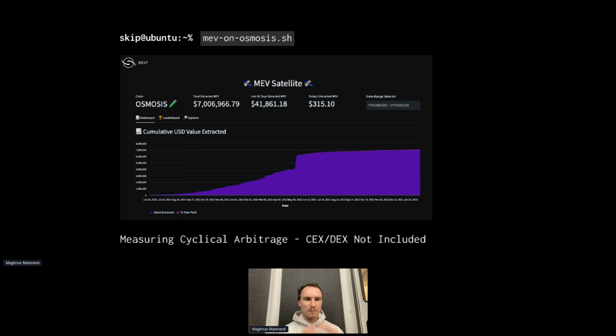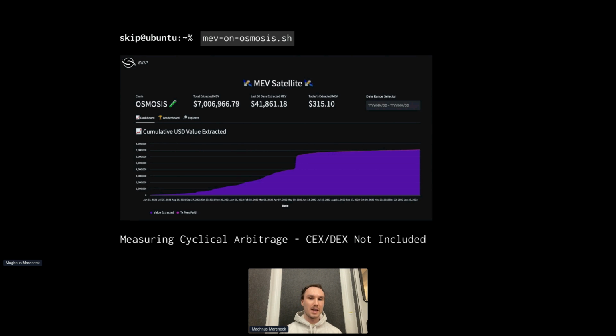So just to give a little bit of background on MEV and Osmosis, a while ago, one of our first things that we built as a team was MEV Satellite, which is a dashboard to examine cyclical arbitrage MEV on Osmosis. So it measures basically transactions where the transaction ended up with more of the original asset that it started with. We found out that, as of a couple of days ago, total extracted MEV via this method hit over $7 million at current Osmo prices for Osmosis.